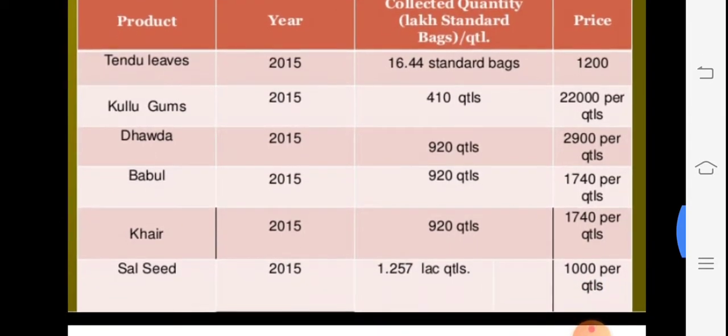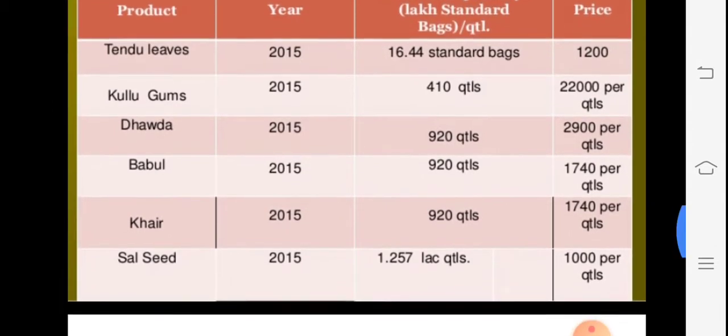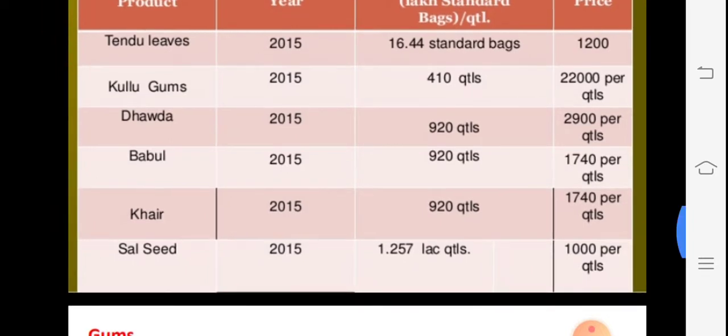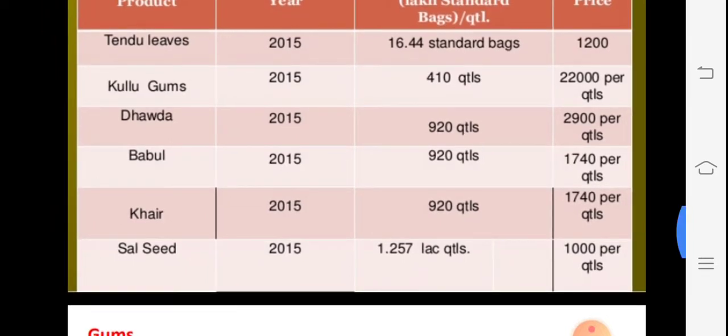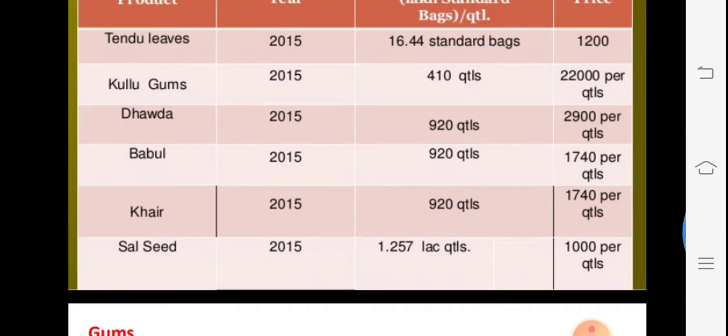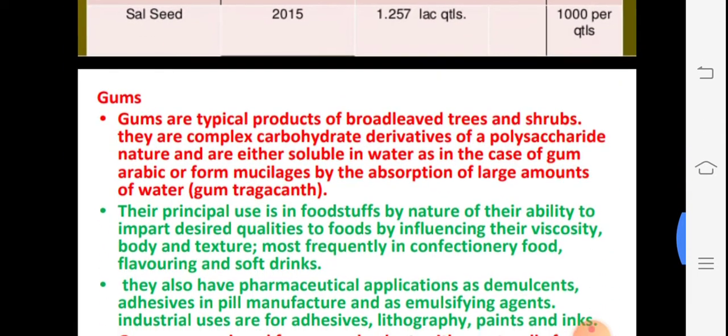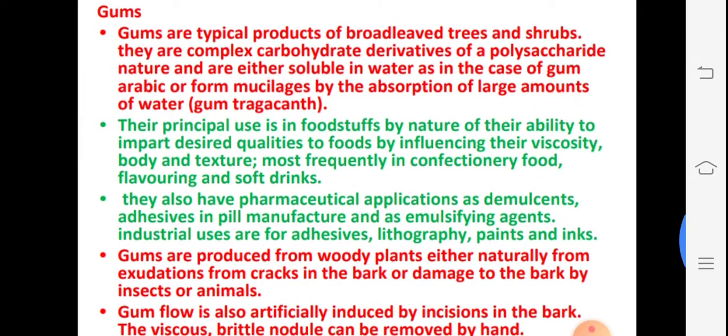Lastly, the sal seeds are there. Generally it gives Tectona grandis and others, Dalbergia sissoo. So it is called seeds. These seeds are about 1,000 quintals. About the gums, we are knowing.